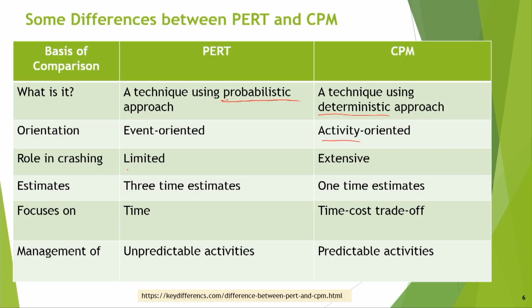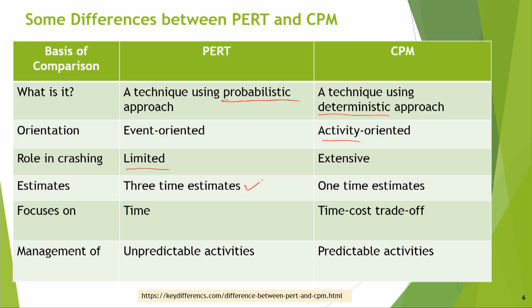Okay. So, role in crashing, it is said that project crashing means reducing the time of the project. So, here it is by putting more resources to some activity. It is said that in PERT it is somewhat limited, but in CPM it is extensive. These are not very strong distinctions. That means it depends, some researcher may say that okay, I have used in the PERT this technique or something, but just I am mentioning estimates.